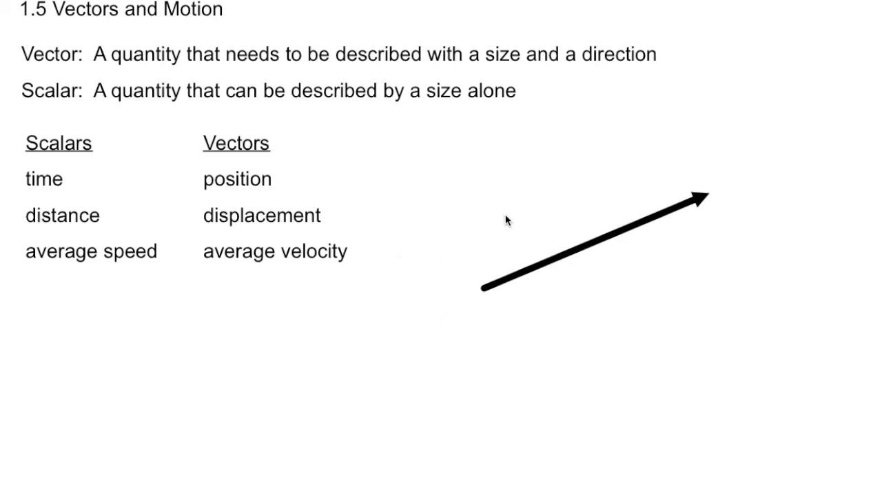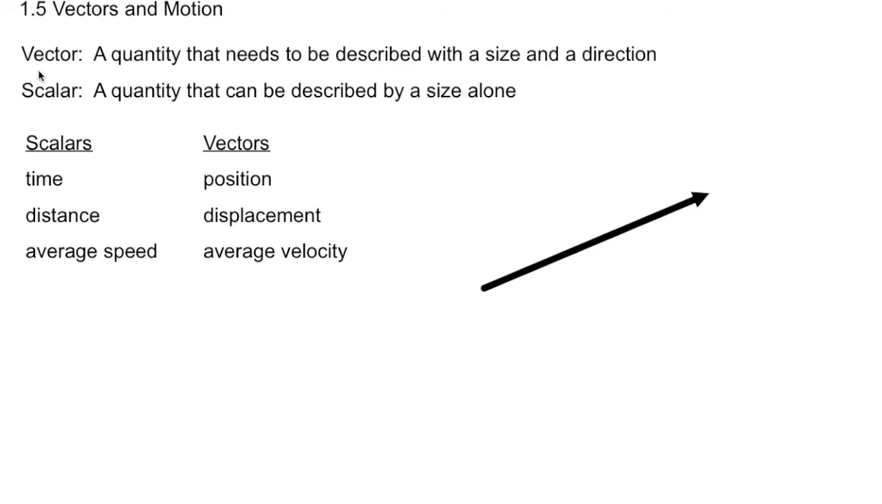Section 1.5 is called Vectors in Motion, and this is where we're going to start using a diagrammatical representation to talk about quantities that have a direction and a magnitude. Magnitude is a word that means just how big, putting a size to something, like a number can represent the magnitude of something.